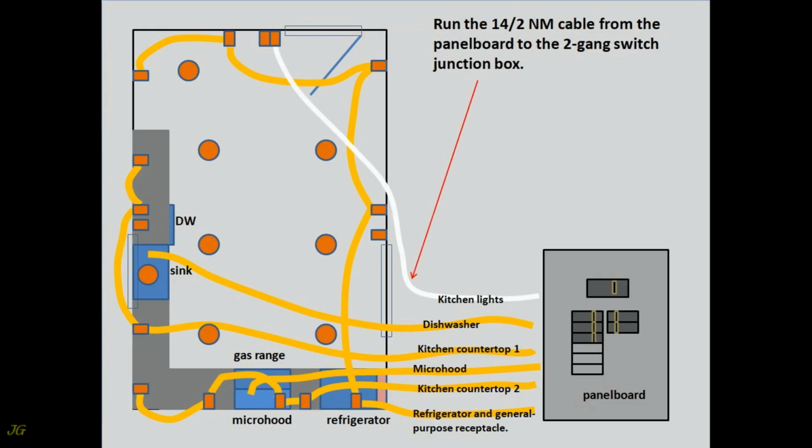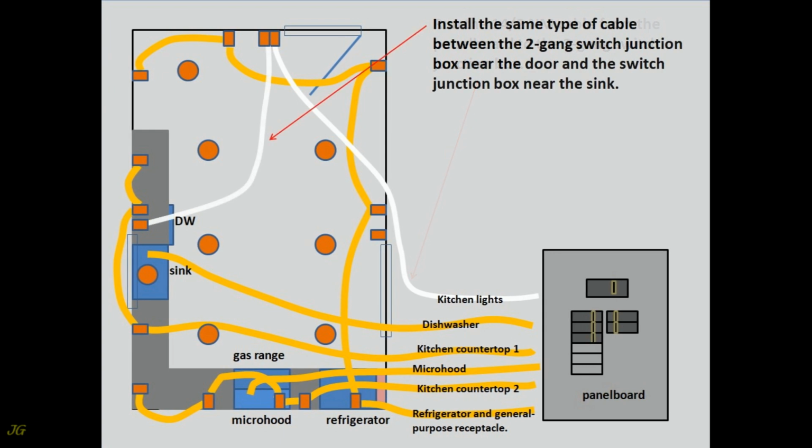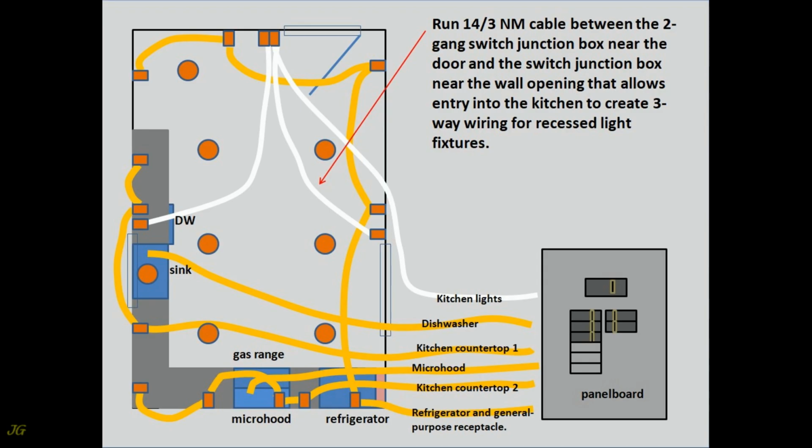Run the 14-2 NM cable from the panel board to the 2-gang switch junction box. Install the same type of cable between the 2-gang switch junction box near the door and the switch junction box near the sink. Run 14-3 NM cable between the 2-gang switch junction box near the door and the switch junction box near the wall opening that allows entry into the kitchen to create 3-way wiring for recessed light fixtures.